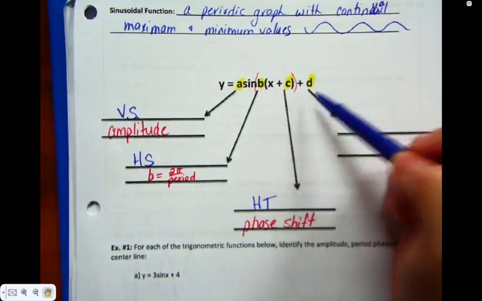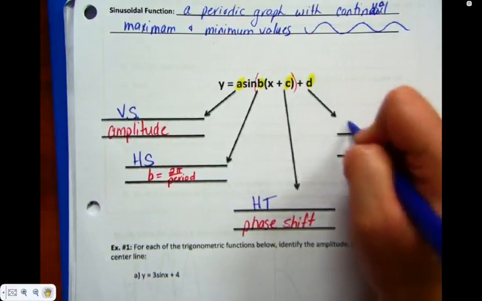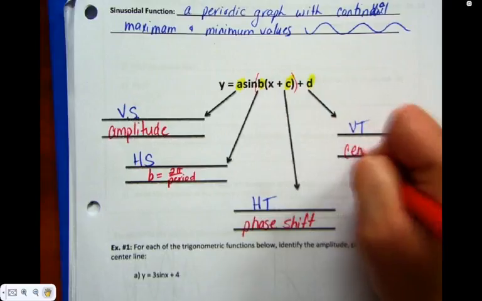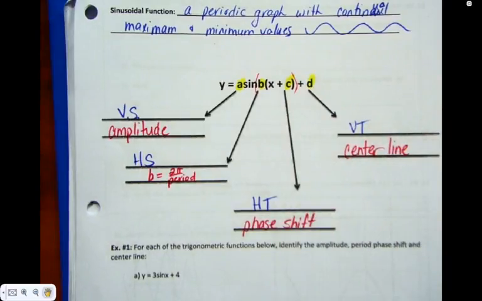The number at the end, outside the brackets, all by itself at the end is vertical translation. And we call this the center line of the graph.